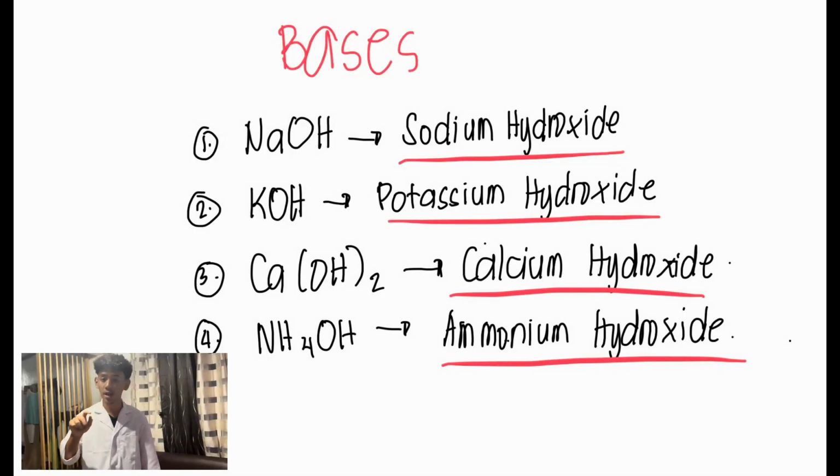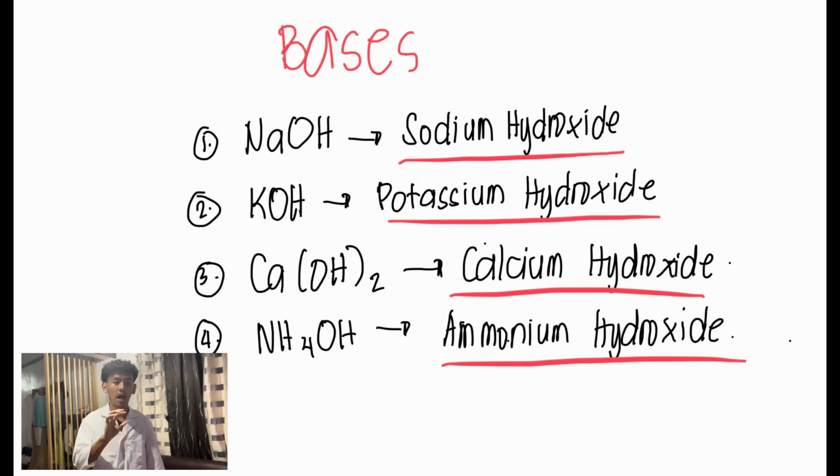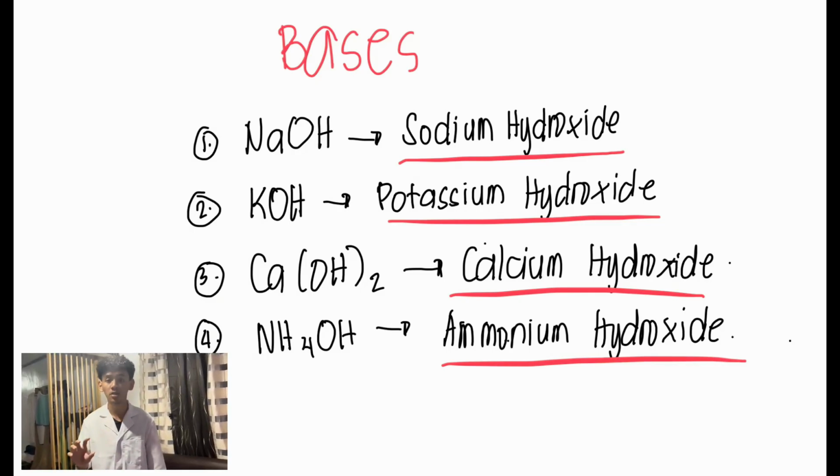Naming bases is super simple compared to acids. You just name the cation first, then say hydroxide. For examples, NaOH, which is sodium hydroxide, KOH, which is potassium hydroxide, CaOH, which is calcium hydroxide, NH4OH, which is ammonium hydroxide. Bases keep it low maintenance, no drama, straight to the point.